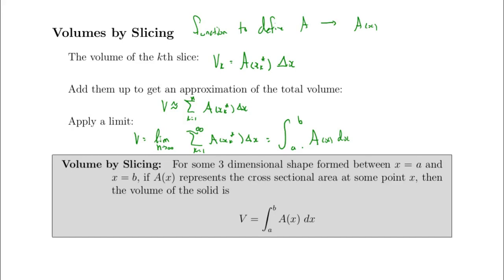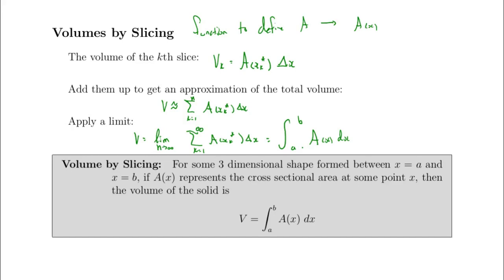So here's our whole result. For some three-dimensional shape formed between x equals a and x equals b, if A of x is a function that represents the cross-sectional area at some point x, then there's our integral formula for the volume of the solid. This is going to be really huge for us because what this means is that we really just need to focus on the area of the face of these cross-sections. As we slice these up, we're going to try and figure out what kinds of shapes we get. Sometimes we'll have to figure that out, but when we move towards solids of revolution, that's going to make things a little bit more consistent for us.